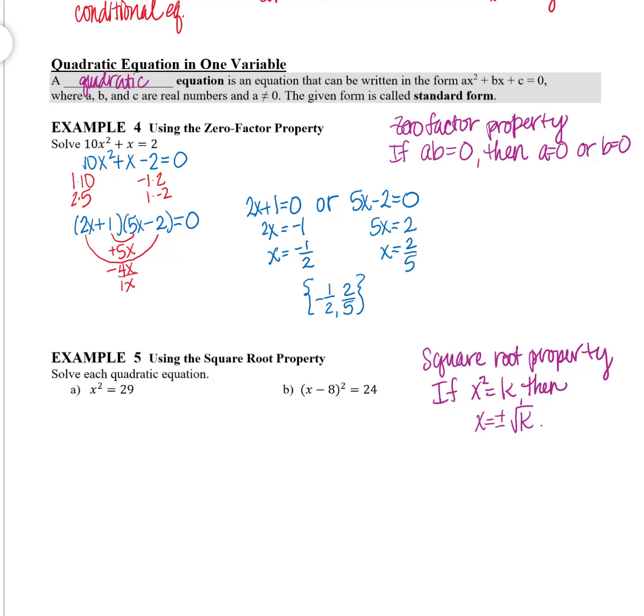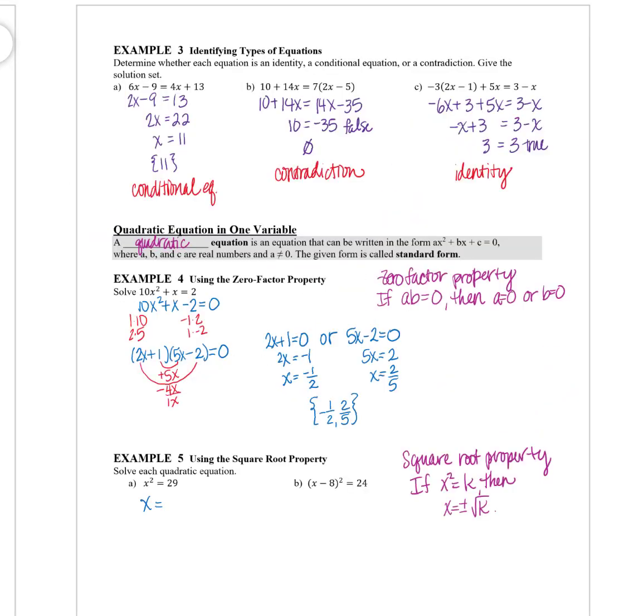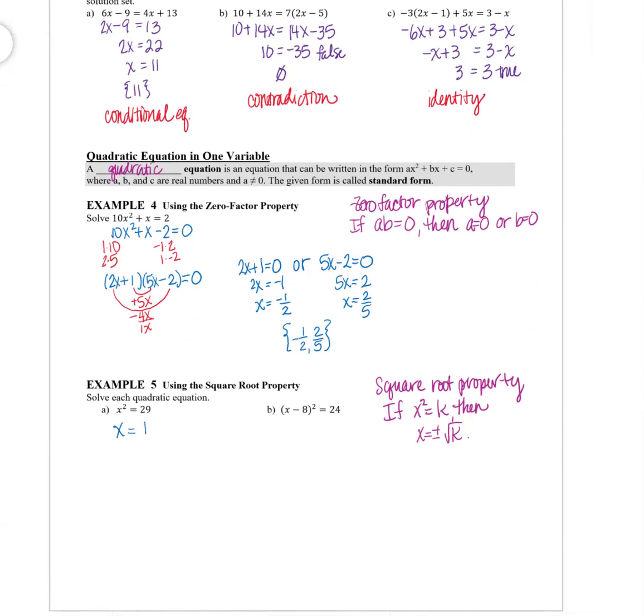First one, we have x squared is equal to 29. So using that property, that means that x is equal to plus or minus the square root of 29. So those are the two solutions, plus or minus root 29. And then part B, we have it all ready to use the square root property. So we say x minus 8 is equal to plus or minus the square root of 24. And then to get x by itself, we add 8 to both sides.